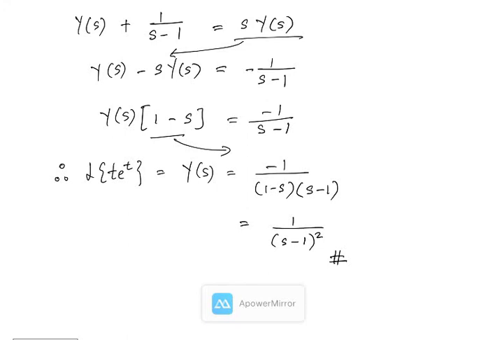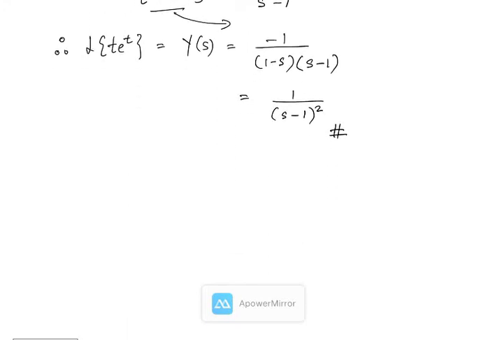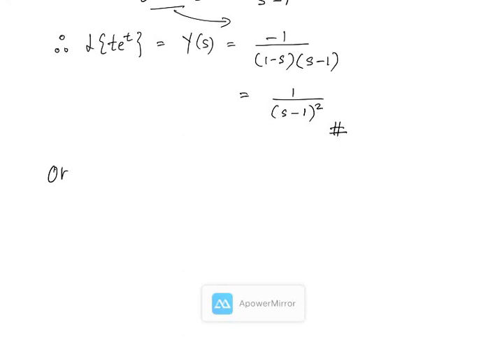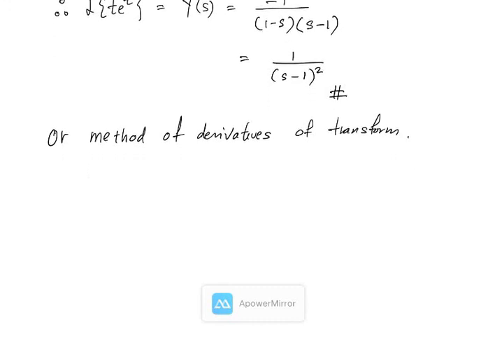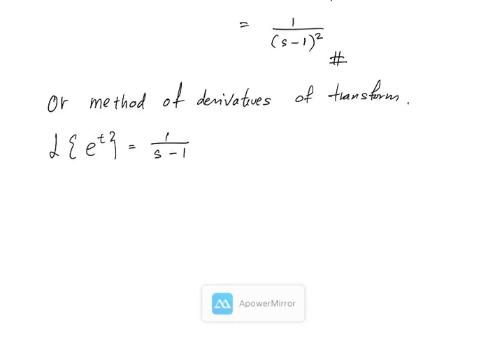Alternatively, we can also use the method of derivative of transform. So how do we solve using the method of derivative of transform? We can say the Laplace transform of e to the power t is equal to 1 over s minus 1. This is from the table of Laplace transform.